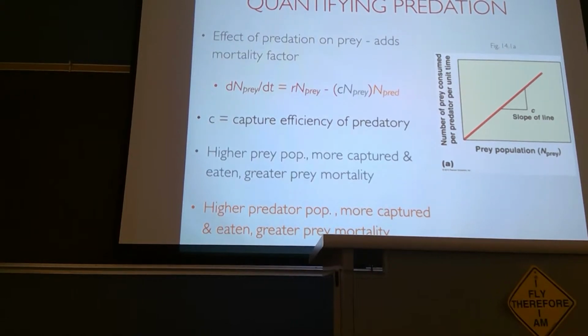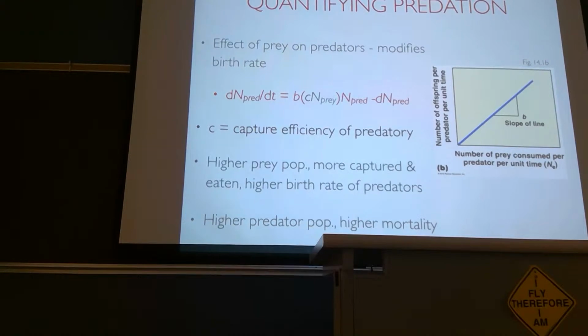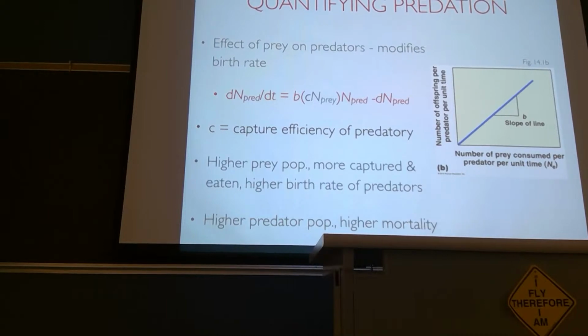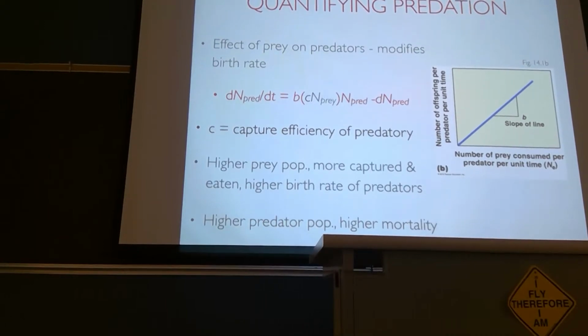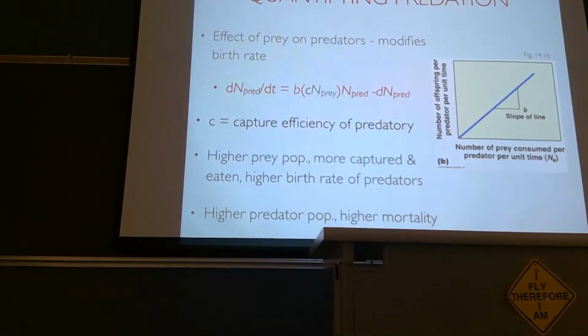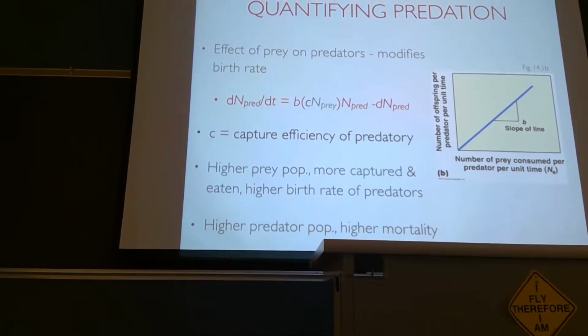Okay. Then we can look at the predator from the predator point of view. And from the predator point of view, the prey has an effect of adding nutrients, which increases your birth rate. It's a bit more complex, exactly what's happening here. So let's do this.